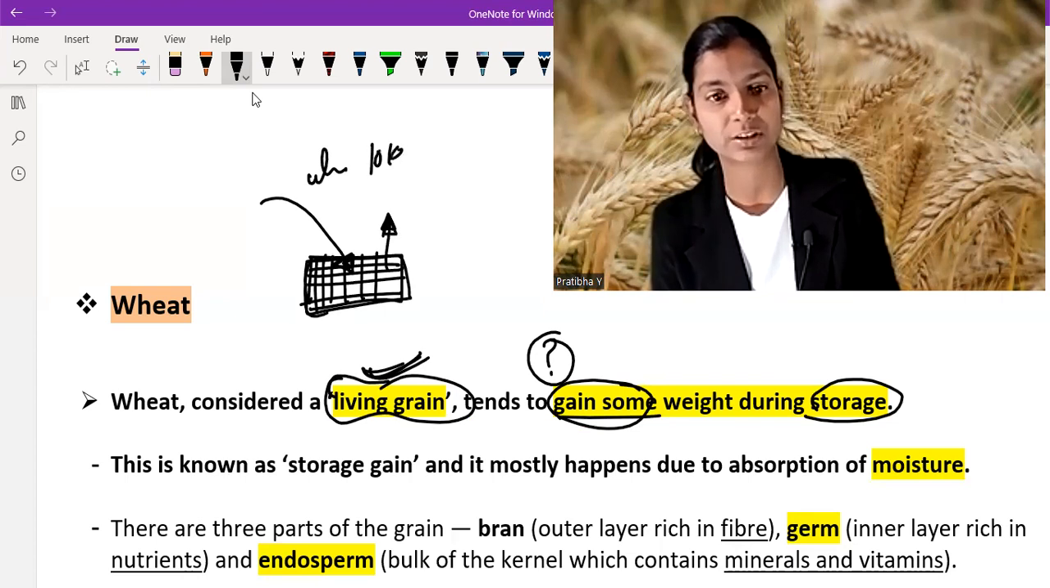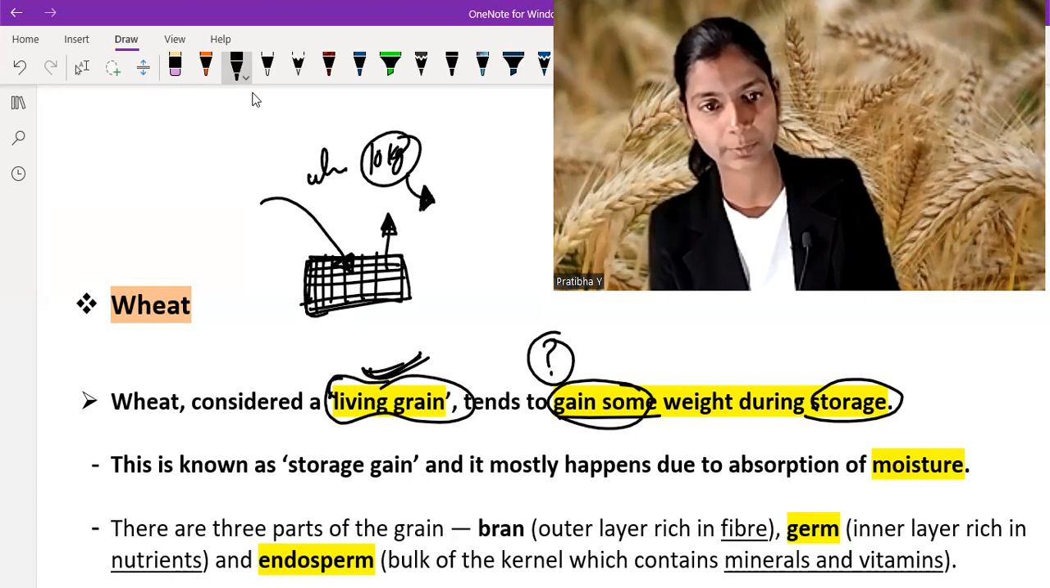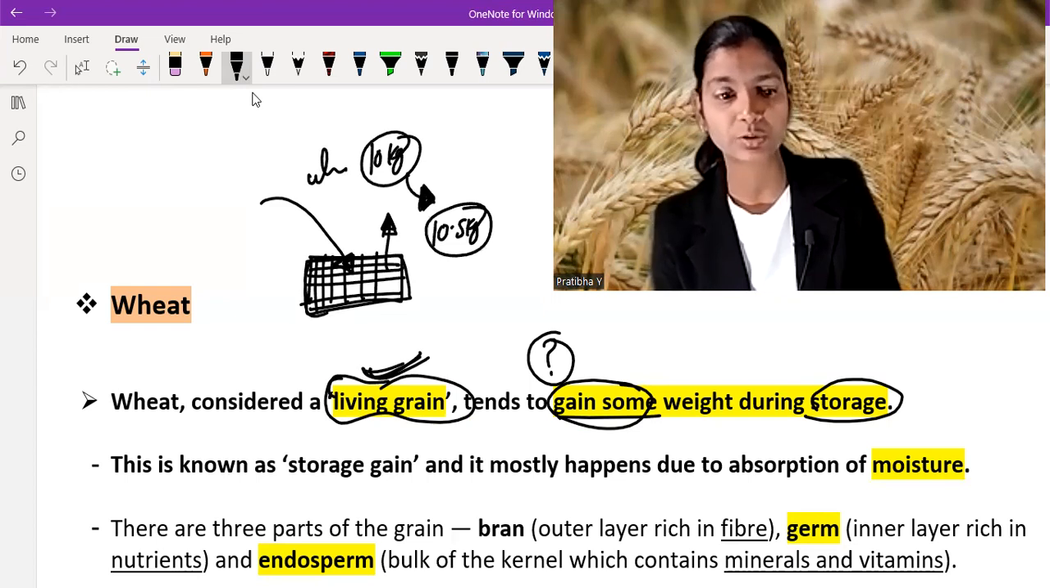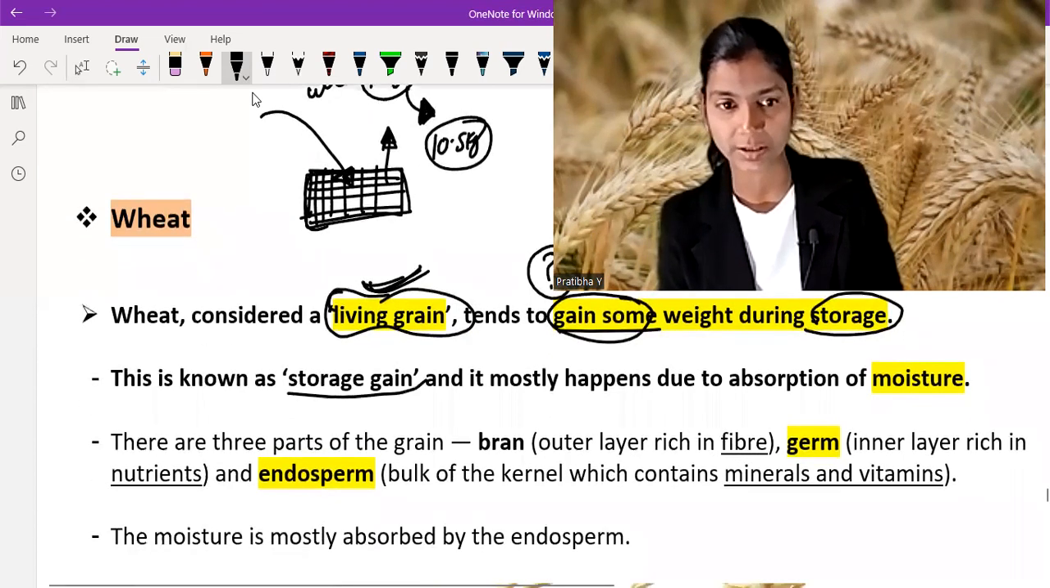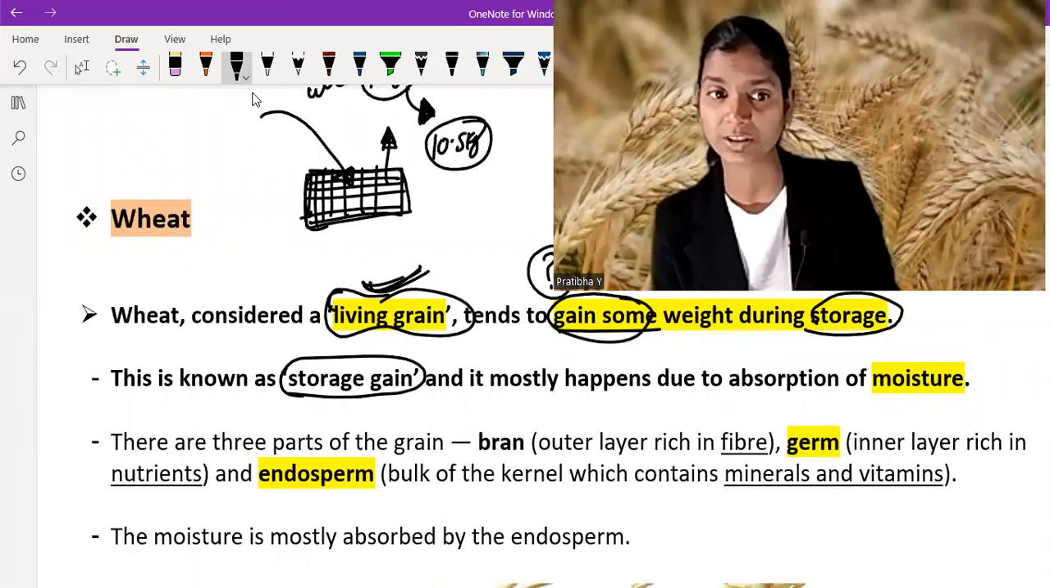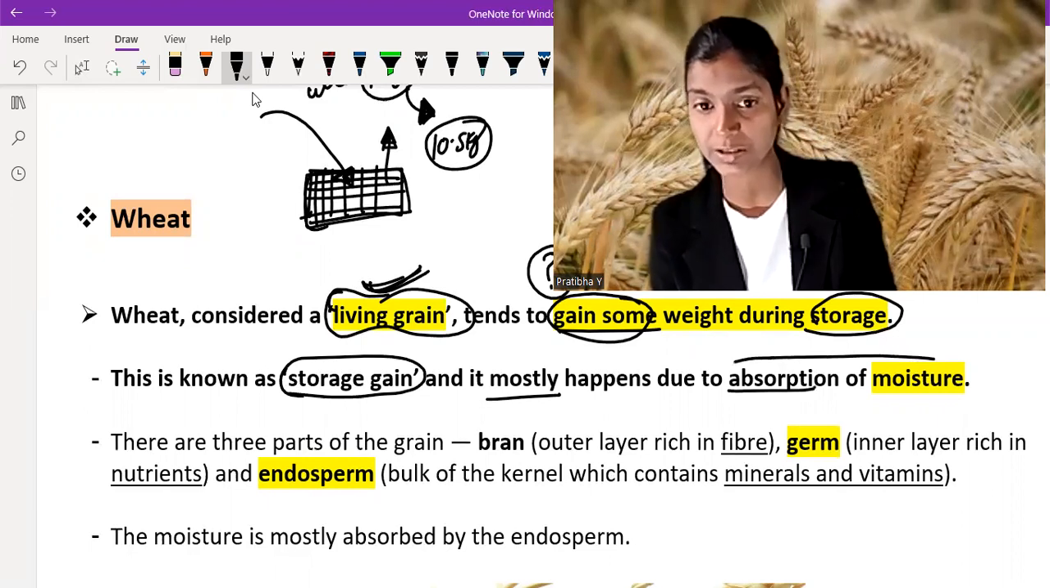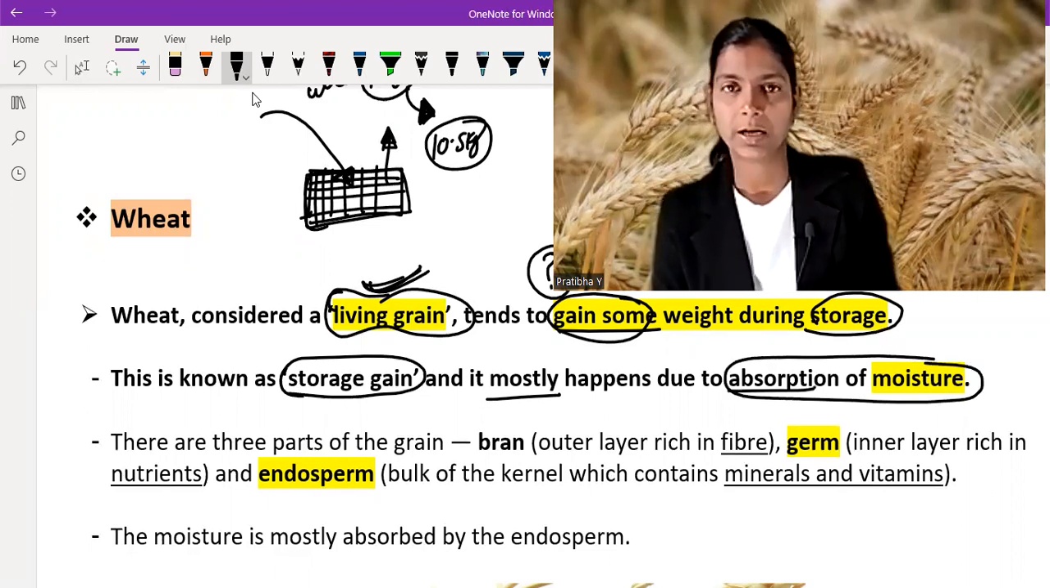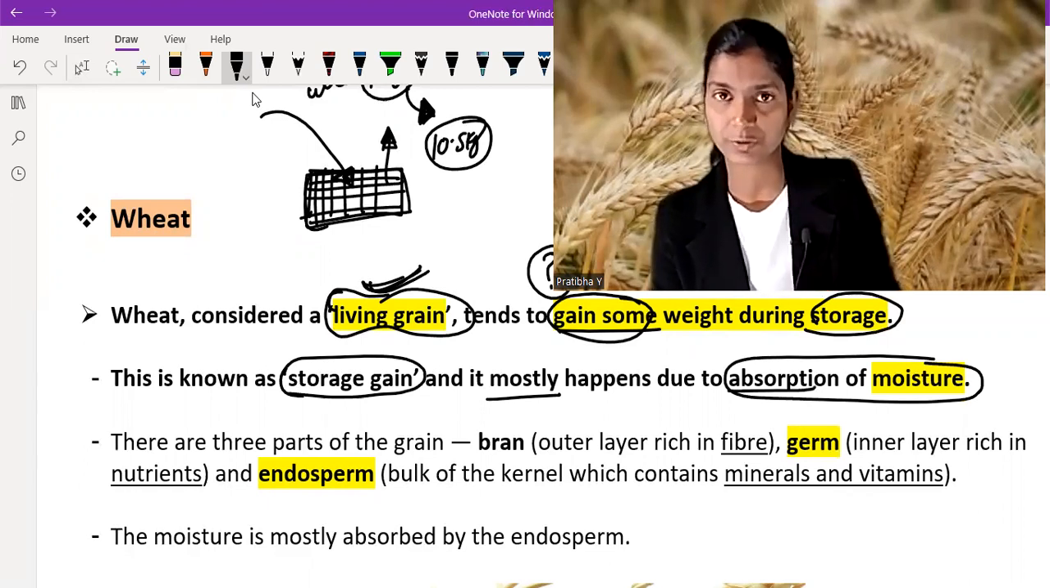Earlier, let's say 10 kg of wheat is stored. After 1 year, they measure the weight of it, and it becomes 10.5 kg or something like that. So how does this happen? This is known as storage gain. When wheat is stored for some time and after that its weight is gained, that is called storage gain. It mostly happens due to absorption of moisture, because wheat absorbs the moisture. When we keep wheat for some amount of time, it absorbs moisture from the atmosphere, and due to that, the weight of the wheat increases.